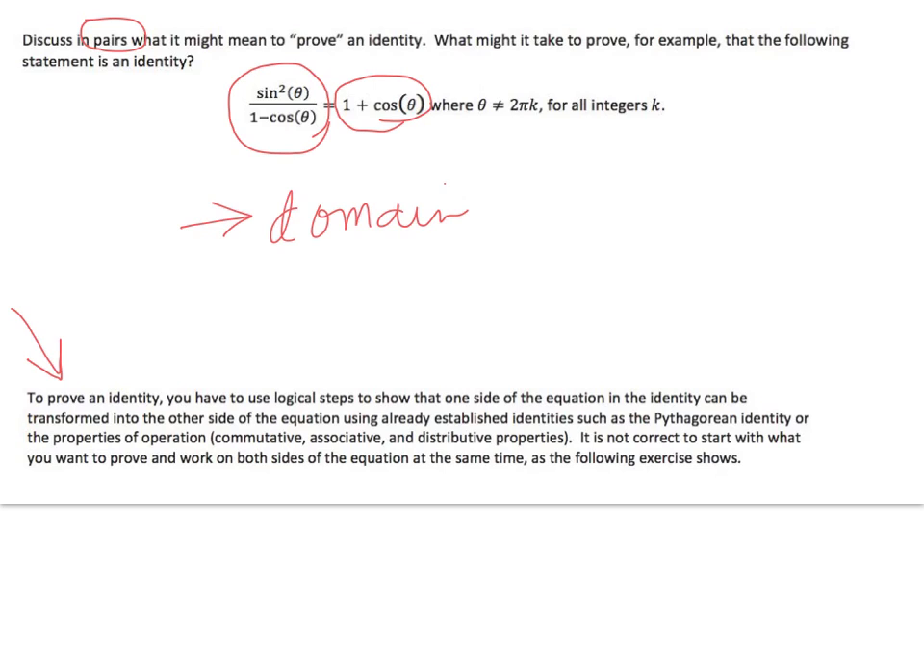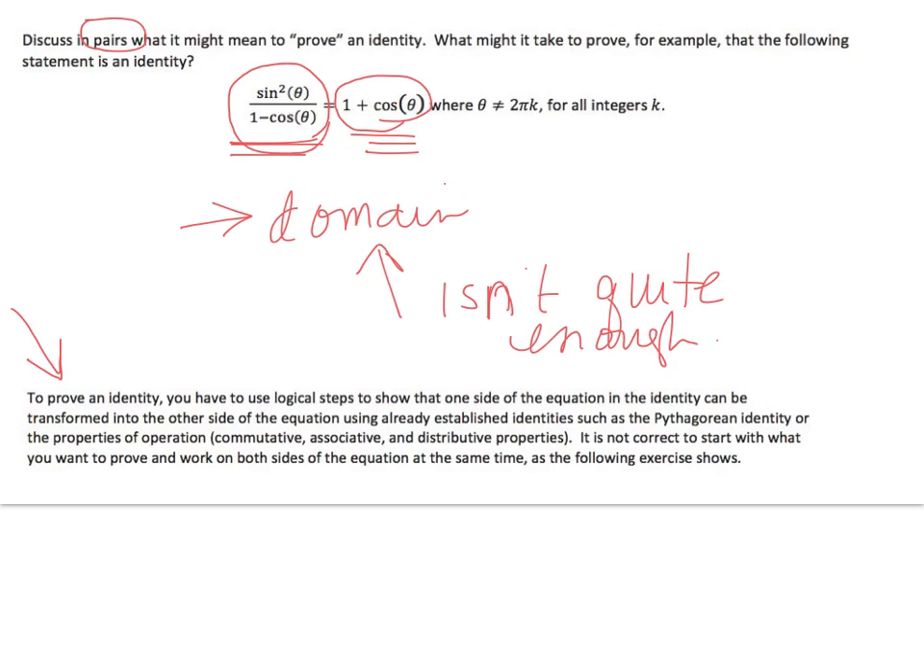But making sure these two sides are equal and have the same domain isn't quite enough, and that's why we're practicing this. It's not quite enough work to make sure it's an identity. So to prove an identity, you have to use logical steps to show that one side of the equation can be transformed into the other side using already established identities such as the Pythagorean identity or the properties of operations.